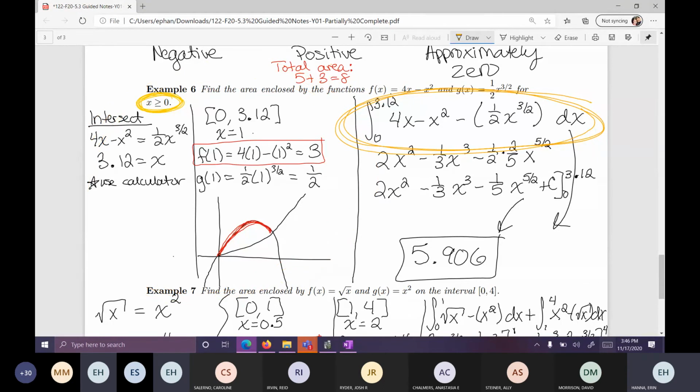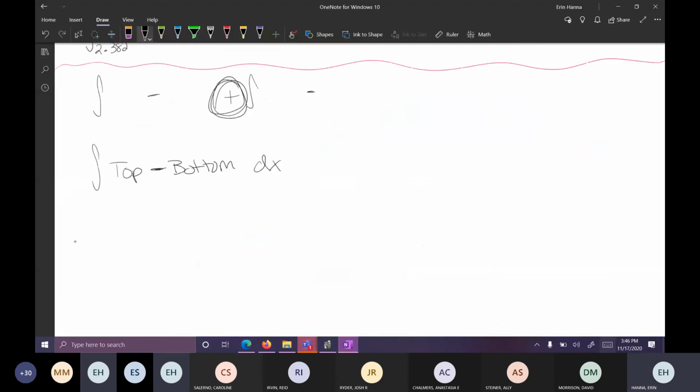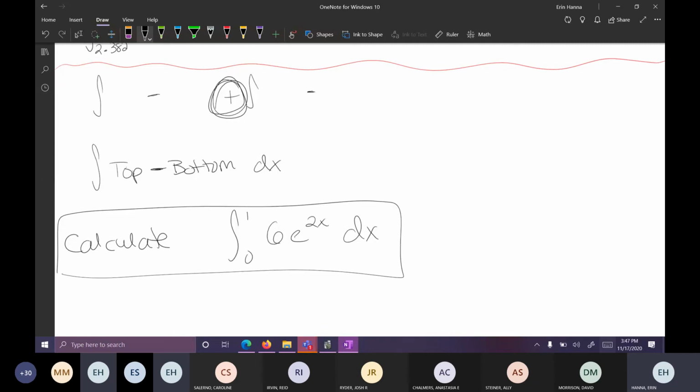You don't have to do both ways. Well, sorry, you can either find it algebraically or graphically. You have to find which one's on top and which one's on bottom, and you get to choose graphically or algebraically. And so you have to show me all of the work up to writing the integral, and then you can plug it into your calculator. But there will be questions on your exam where it's just like calculate the integral of 0 to 1 of 6e to the 2x dx, which will not be part of an area question. I'll just ask you this. Those ones you'll do by hand.